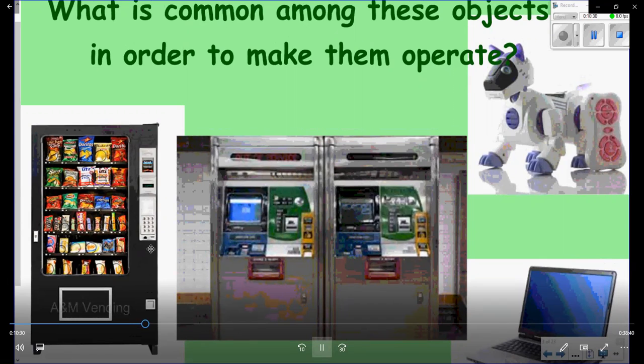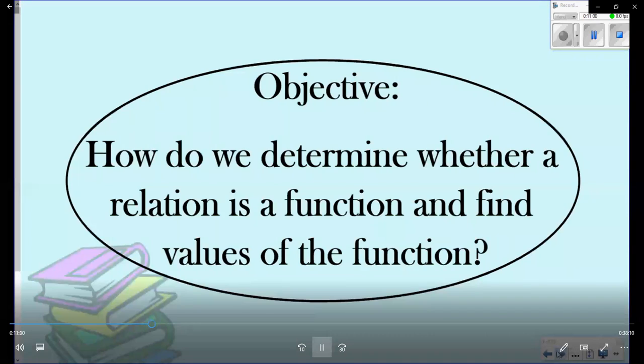There are two words that we're going to encounter in the lesson: input and output. In order to get something, you input by pressing the buttons or entering the amount of money you need, and then the output comes out: the stuff that you want to get, a snack, a ticket, the dog doing a flip, or sending out your email to your friends. So our lesson for today is functions, and the objective is, how do we determine whether a relation is a function and find values of the function?